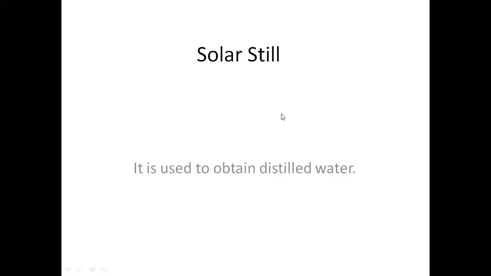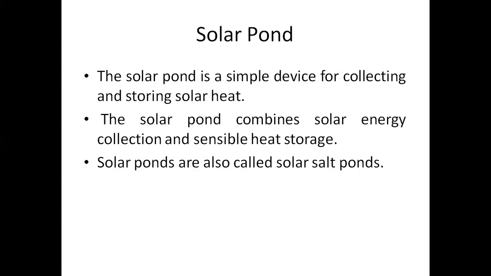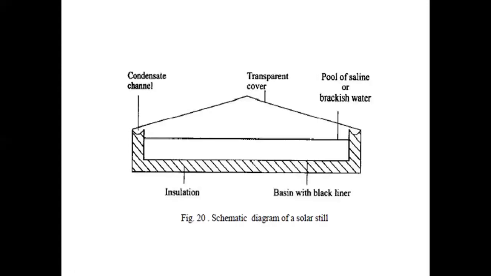Today we will discuss the solar still. Now, what is the solar still and for what purpose is it used? Solar still is used to obtain distilled water. The purpose of utilizing the solar still is to obtain distilled water.